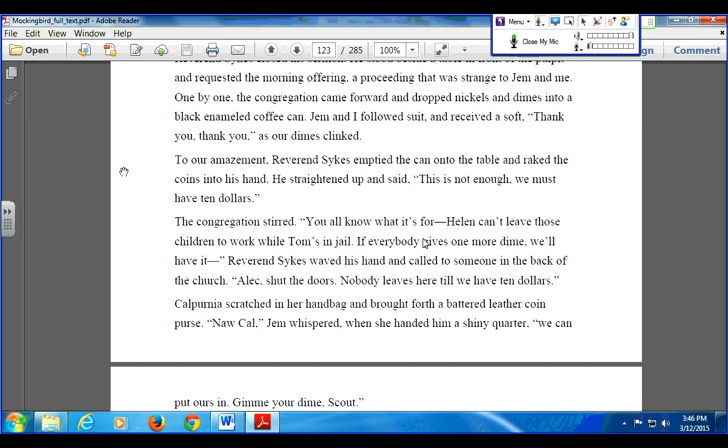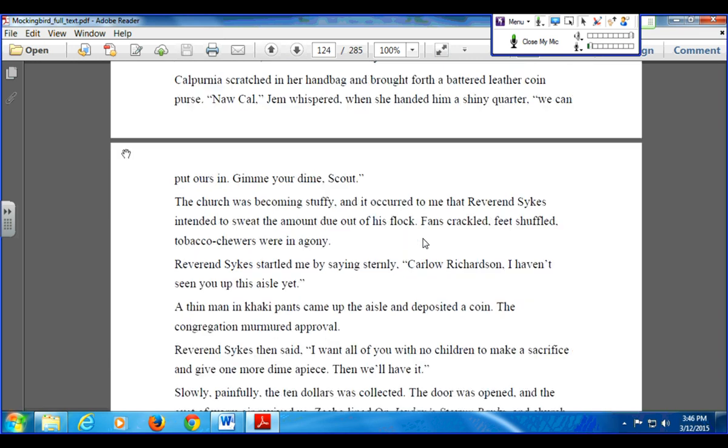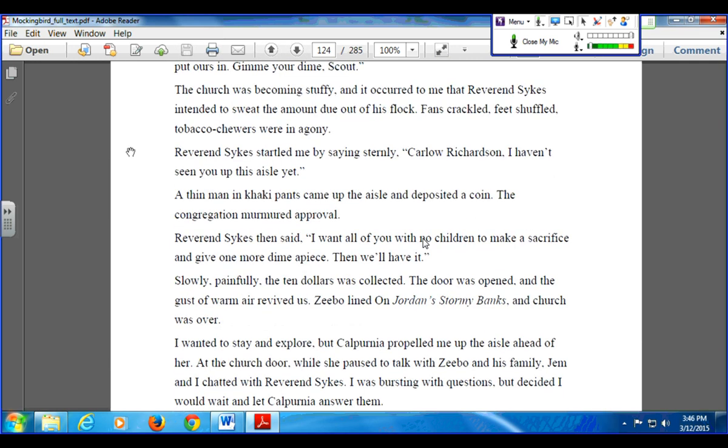Calpurnia scratched in her handbag and brought forth a battered leather coin purse. She handed him a shining quarter. "We can put ours in. Give me your dime, Scout." The church was becoming stuffy, and it occurred to me that Reverend Sykes intended to sweat the money out of his flock. Fans crackled, feet shuffled, tobacco chewers were in agony.